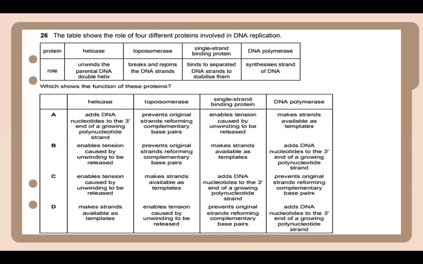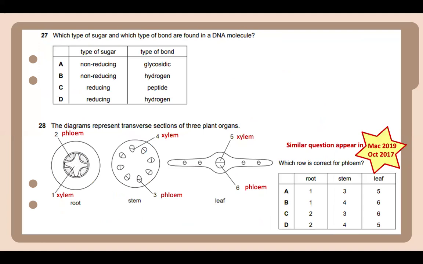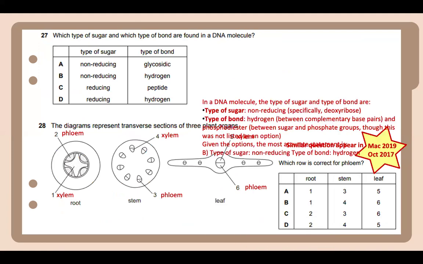The table shows the role of 4 different proteins involved in DNA replication. We show the functions of these proteins. The answer is D. Which type of sugar and which type of bond are found in a DNA molecule?